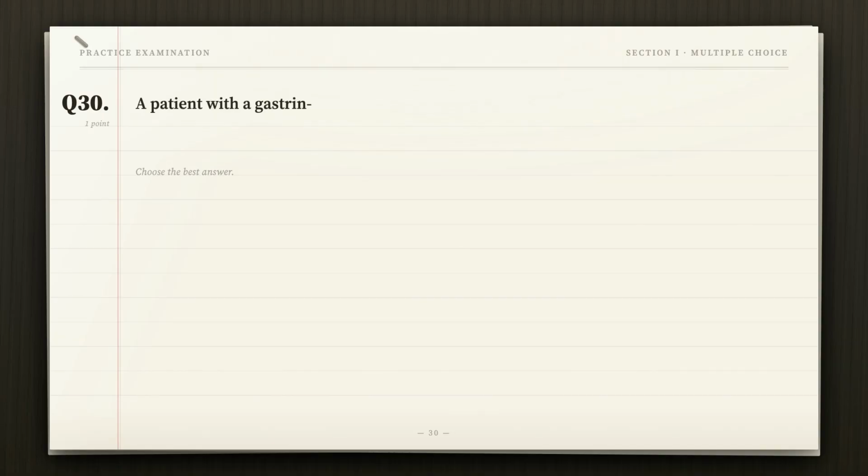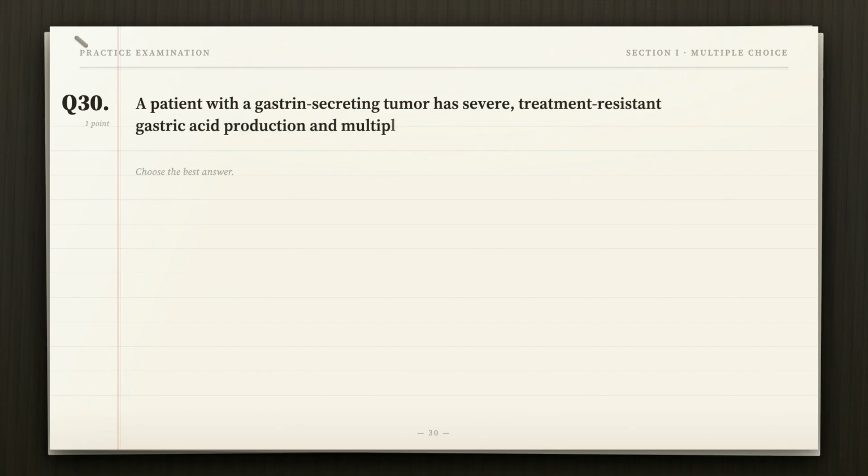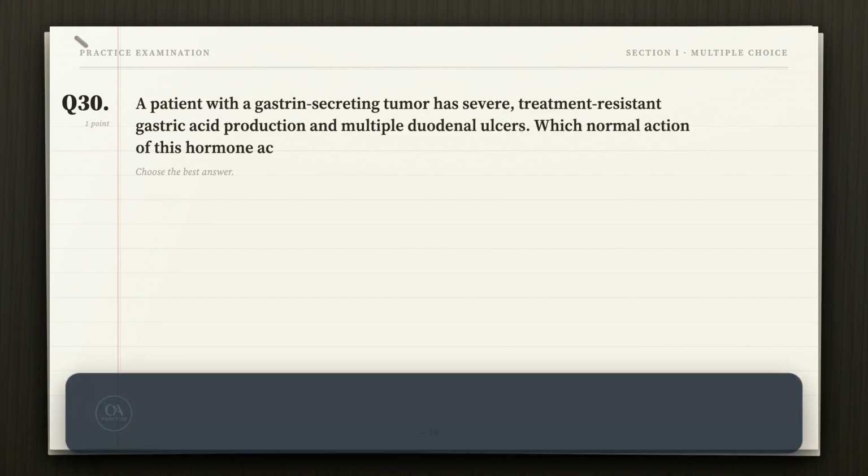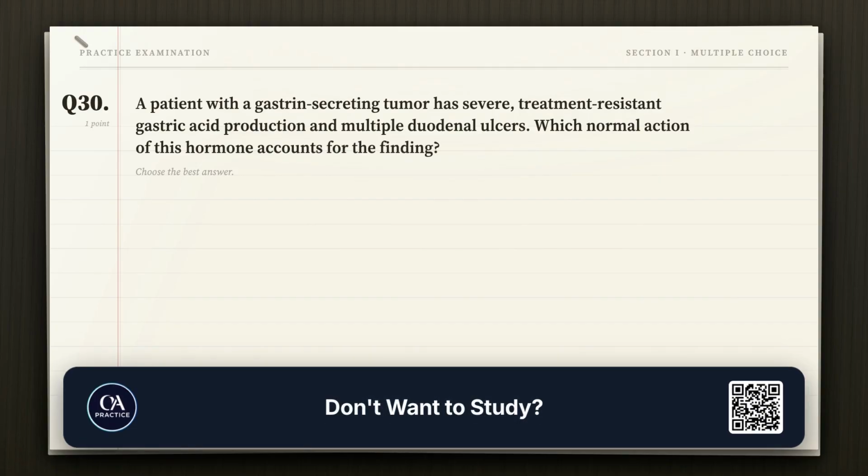Question 30. A patient with a gastrin-secreting tumor has severe, treatment-resistant gastric acid production and multiple duodenal ulcers. Which normal action of this hormone accounts for the finding?